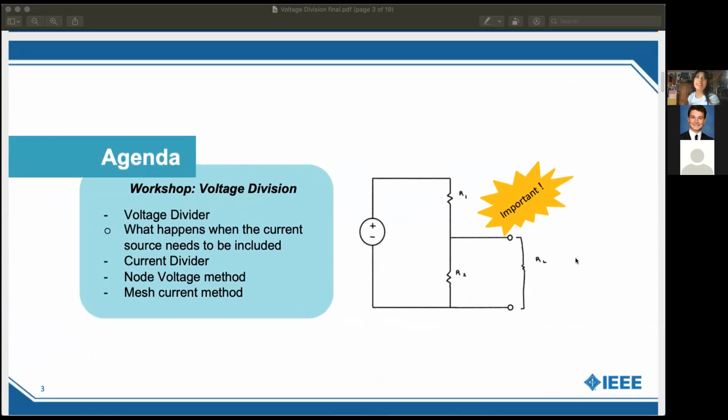All right, so this is the agenda for today. I'm going to go over voltage dividers, but also what happens when the current source needs to be included. Also, current dividers, node voltage method, and mesh current method. These are all pretty key concepts for EE211. I had Professor Ari, who I think is back now, but he's pretty good. So a lot of the examples are directly from his exams and his work.